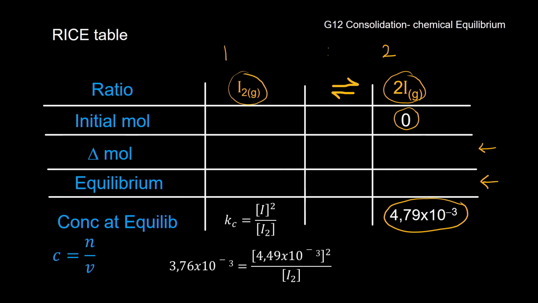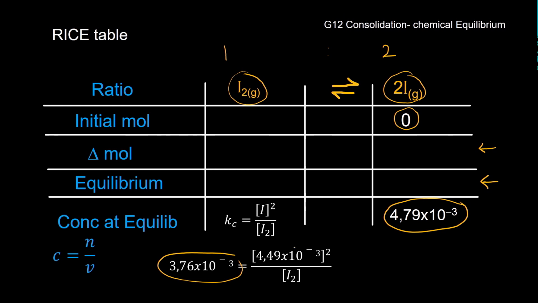What else do they tell us? This is quite a little bit of information. They do tell us the Kc value. That is one thing they do tell us. And they tell us at this equilibrium that the Kc value is 3,76 times 10 to the minus 3. We have the concentration for the product.